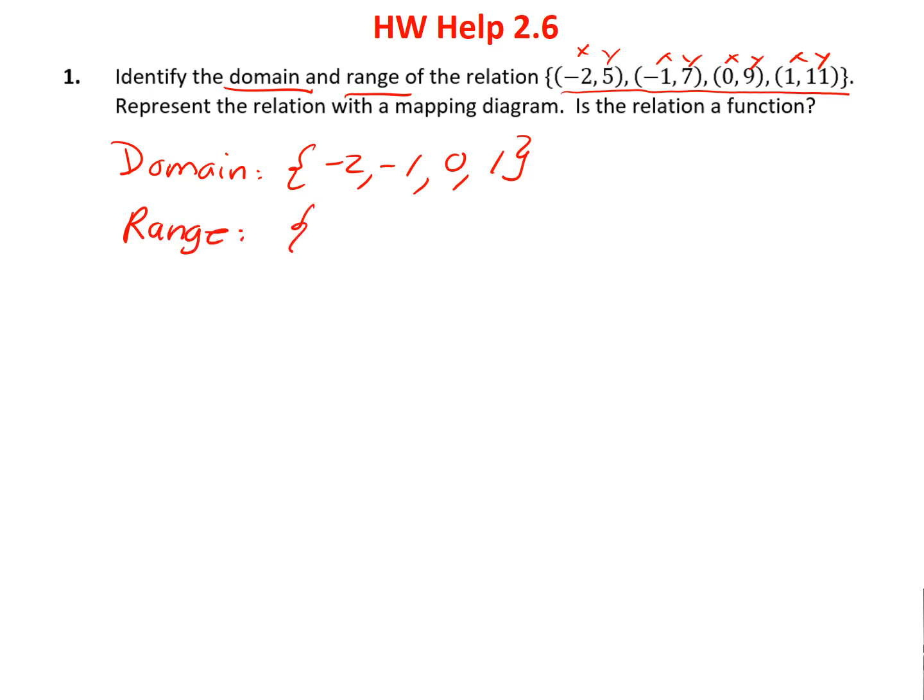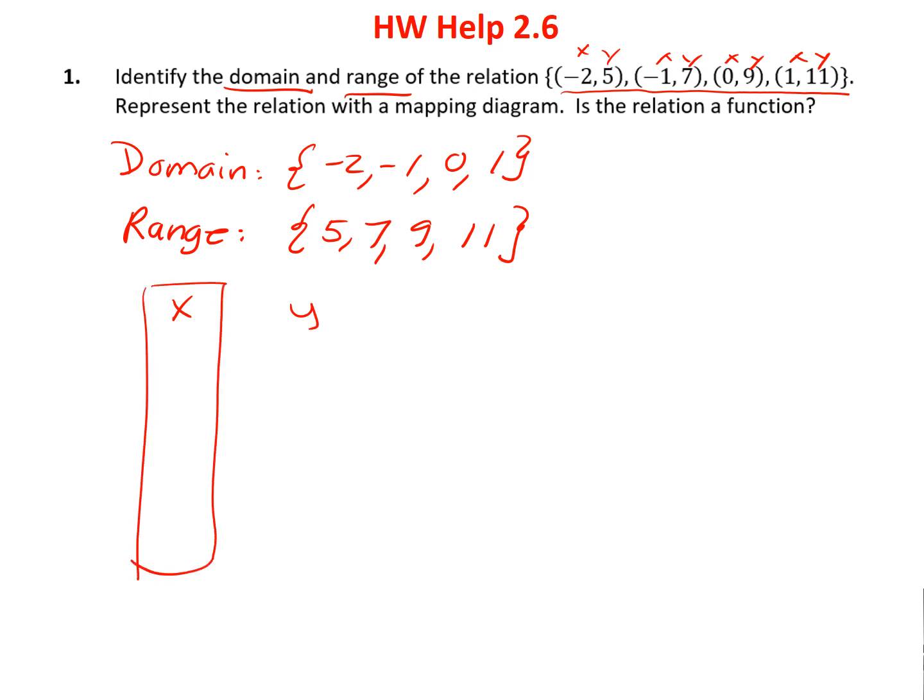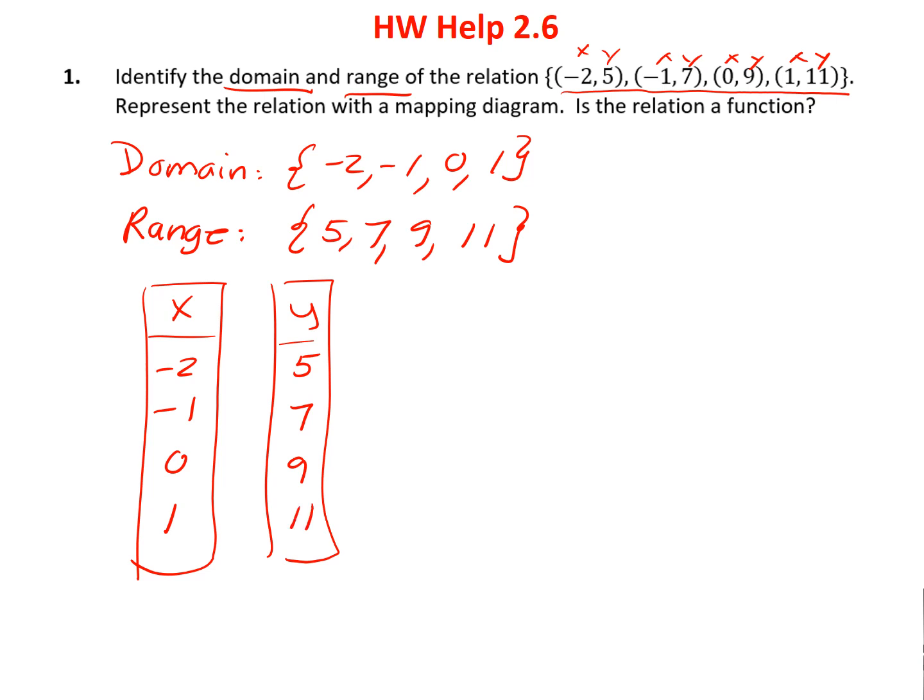So that's the second number in each ordered pair. So I have 5, I have 7, 9, and 11. Now it asks us to represent this with a mapping diagram. So very simply, I'm going to put x and y, and I'm going to map them here. And my x is going to be -2, -1, 0, and 1. And my range is going to be 5, 7, 9, and 11.